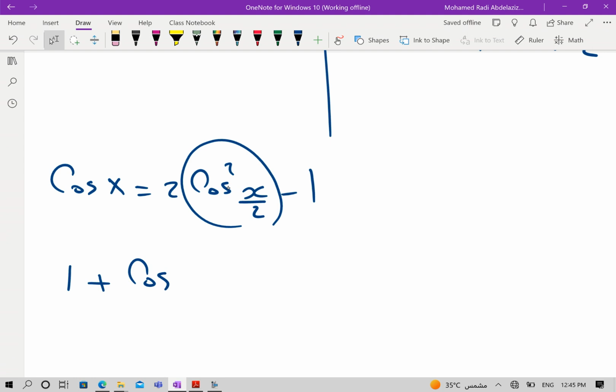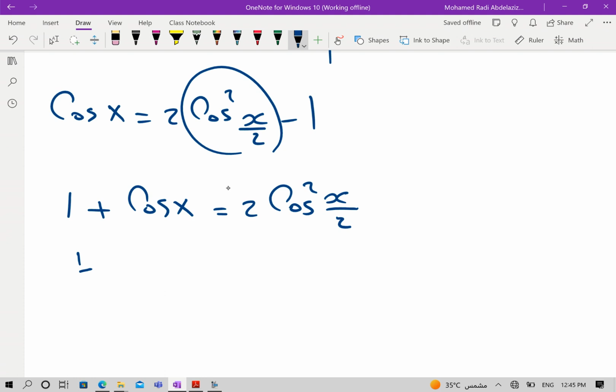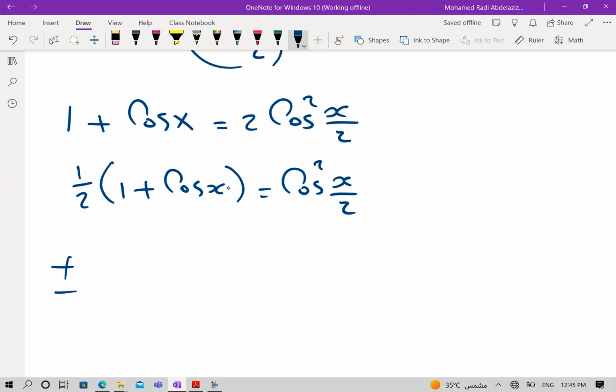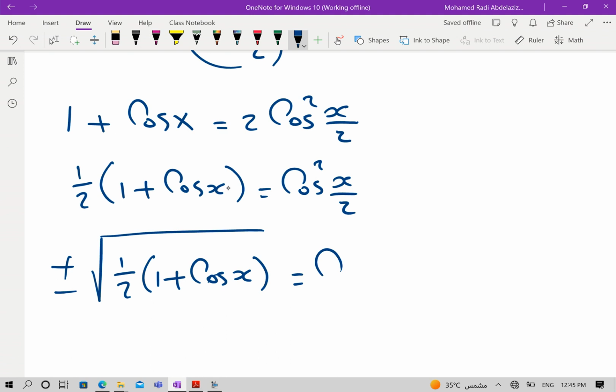1 plus cosine x, move -1 to the other side, is equal to cosine squared x over 2. Then divided by, or times, half, same. 1 plus cosine x is equal to cosine squared x over 2. Then, by taking the square root of both sides, it will be positive or negative square root of 1 over 2, 1 plus cosine x. This is the final answer for cosine x over 2.